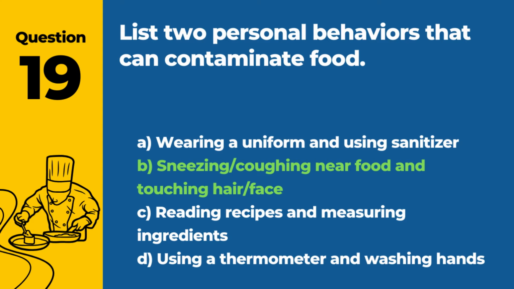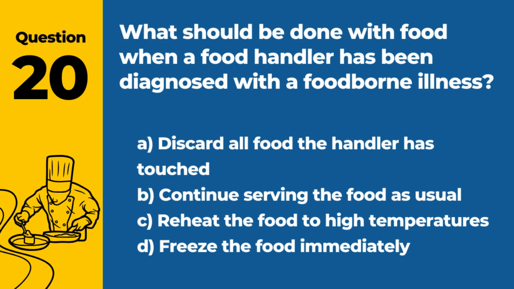Two personal behaviors that can contaminate food include sneezing or coughing near food and touching one's hair or face while handling food. Question 20. What should be done with food when a food handler has been diagnosed with a foodborne illness? A. Discard all food the handler has touched.